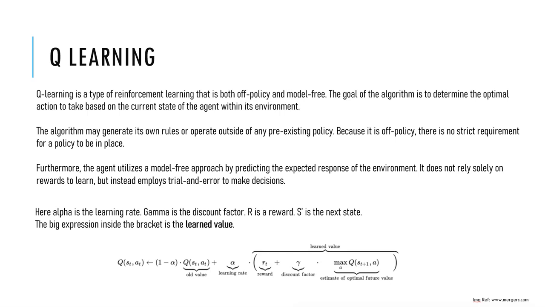So what is Q learning? Q learning is a popular reinforcement learning algorithm used for learning the optimal policy in an agent interacting with an environment.